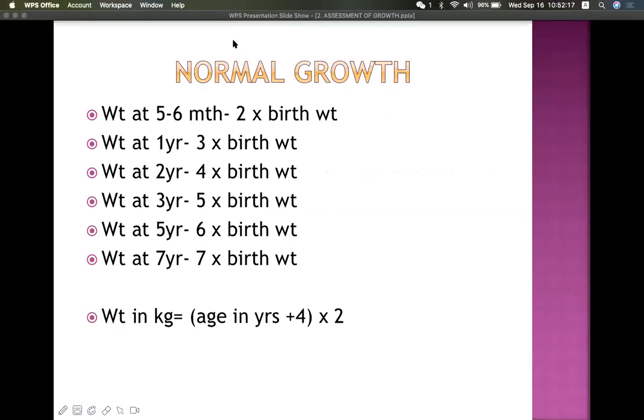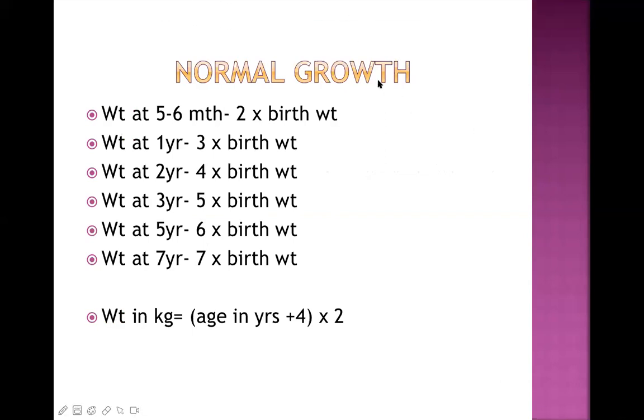Now, there is a small formula which is sometimes helpful so that we can quickly calculate it. Weight at 5 to 6 months after birth is 2 times birth weight. Weight at 1 year is 3 times birth weight. So if a baby was 3 kg at the time of birth, at 1 year I would be quite happy if the baby becomes 9 or 10 kg. I'll be quite satisfied.